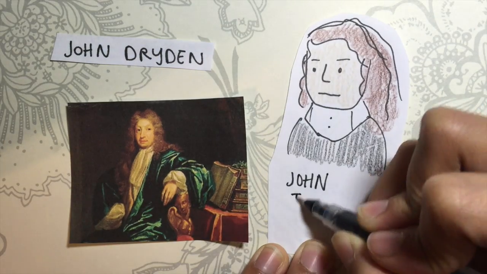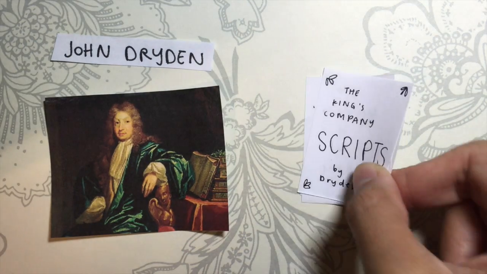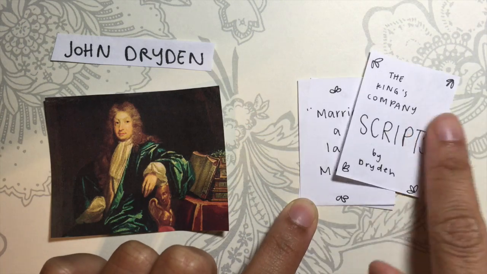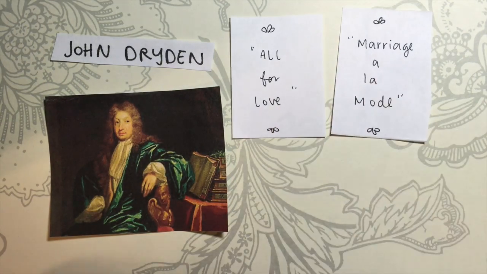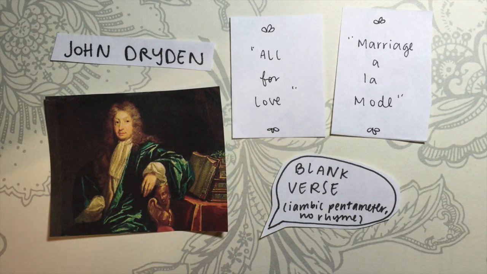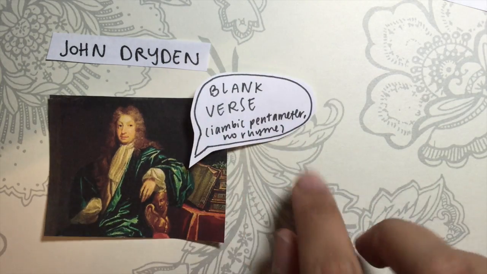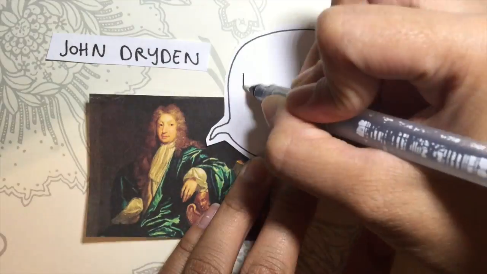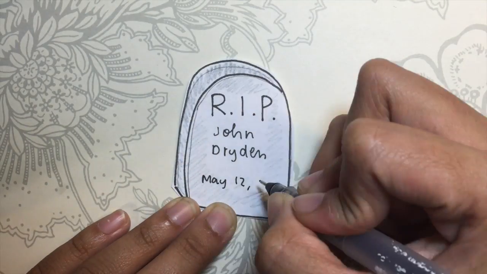Later, he went on to find work with Oliver Cromwell's Secretary of State, where he gained the knowledge to continue his passion of writing poems. During this time, he commissioned some plays for the King's Company. His best-known works are Marriage a la Mode and All for Love, which was written in blank verse form, which was revered during that time. Dryden developed a style closer to natural speech, which remained the dominant poetic mode for over a century. Unfortunately, he died May 12, 1700.